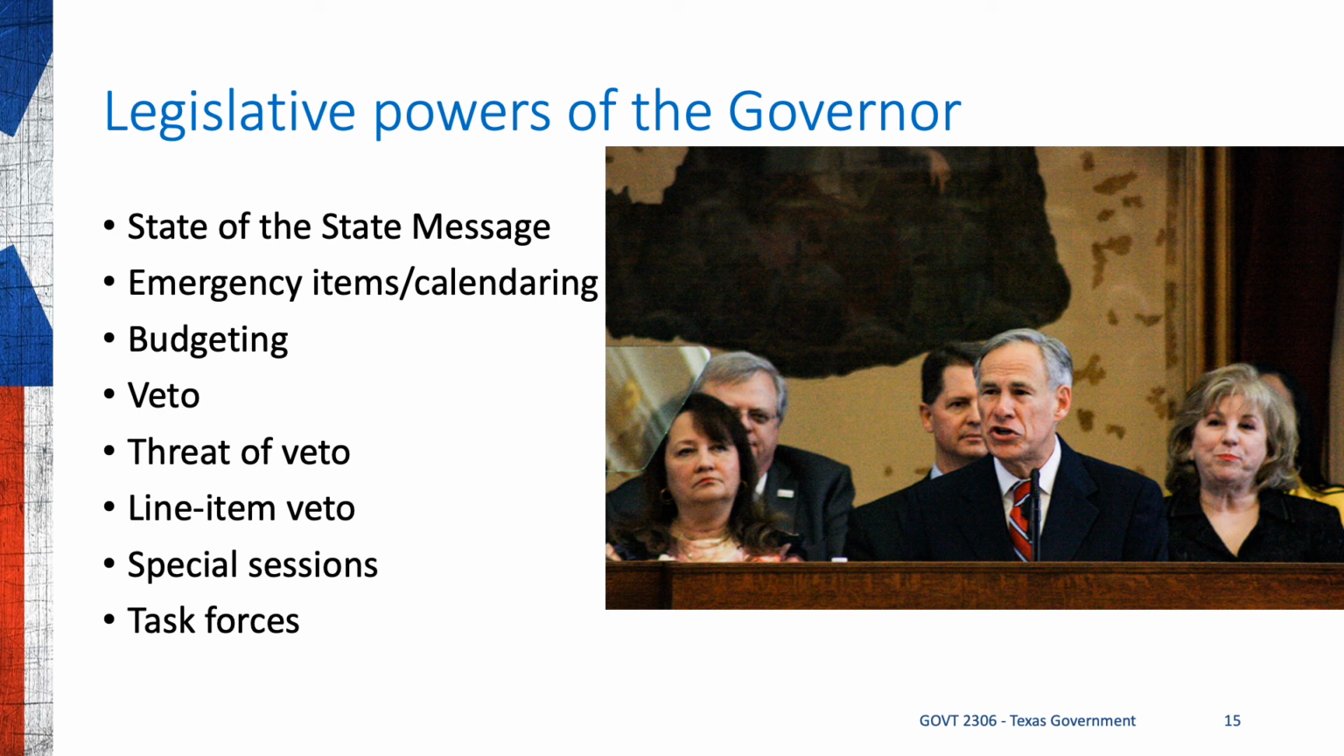So let's go into the legislative powers of the governor. There's the message power. So like the State of the Union, the governor will issue a State of the State message, and sometimes he can focus on something that he wants passed, a bill he wants passed, or something that he thinks is important. The governor can also contact the legislature about a bill that needs to be accelerated. The governor can designate this as an emergency item, and that allows the bill to leapfrog to the front of the calendar.